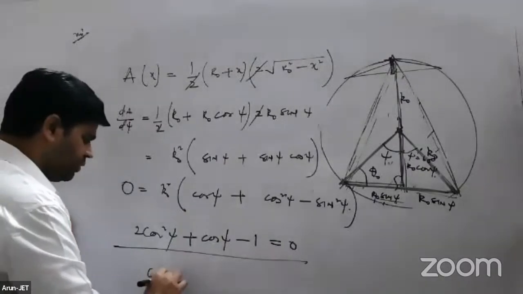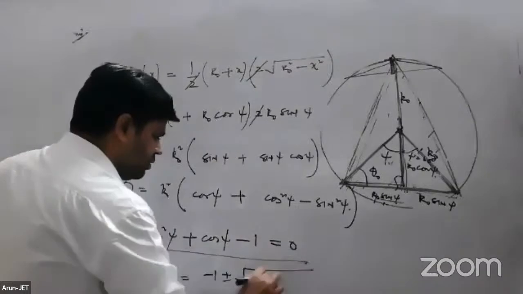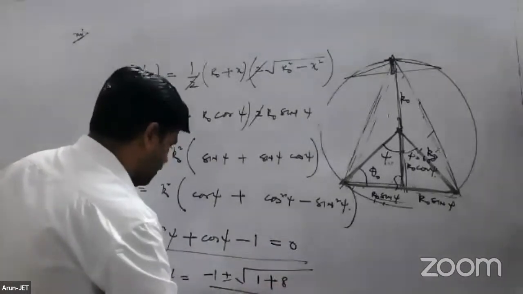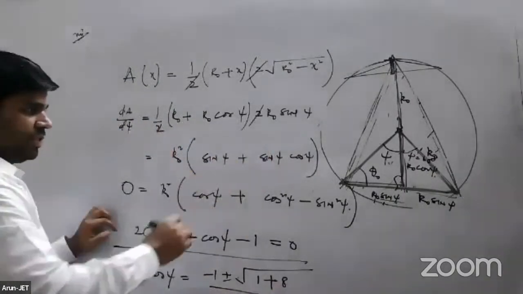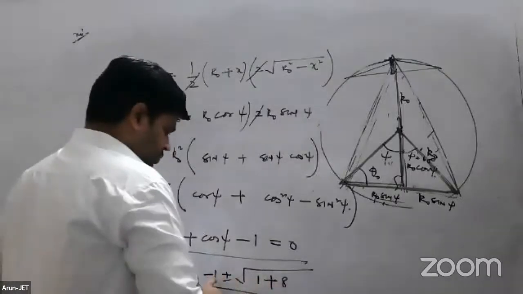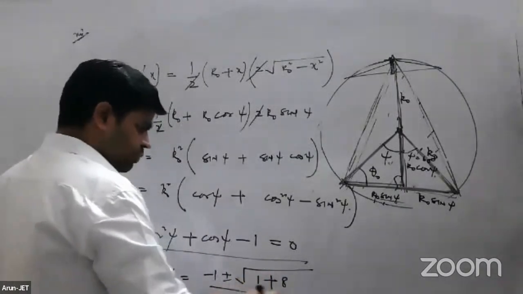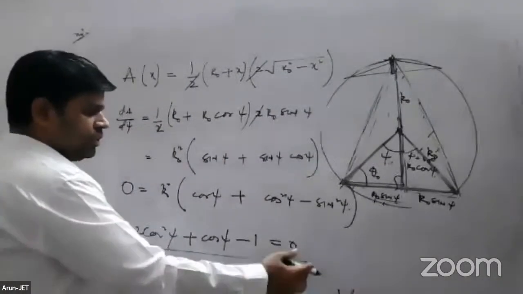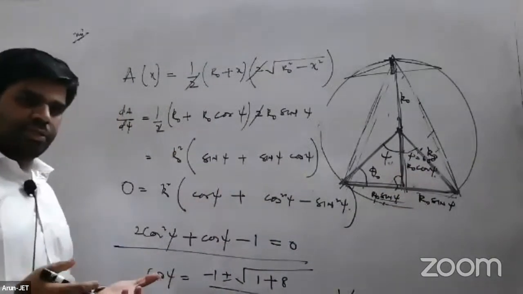Now cos psi is equal to minus b plus or minus root of b square minus 4ac by 2a. So now what I do, I take the positive value because I want the acute value. So 1 plus 8 is 9, root is 3, so 2 by 4. So 1 by 2. So cos psi is 1 by 2. So psi would be 60 degrees. And you got it as 30 degrees. So that's right.